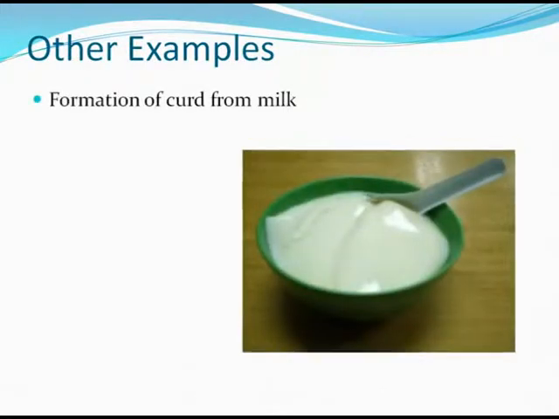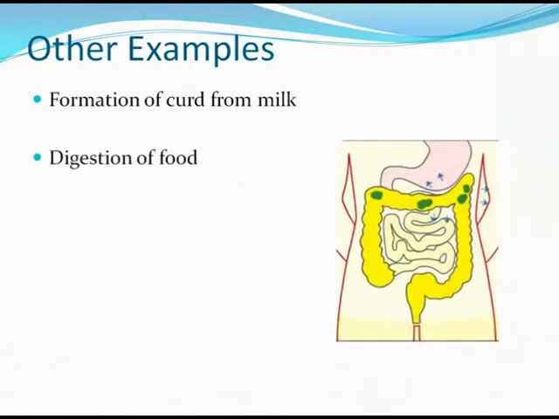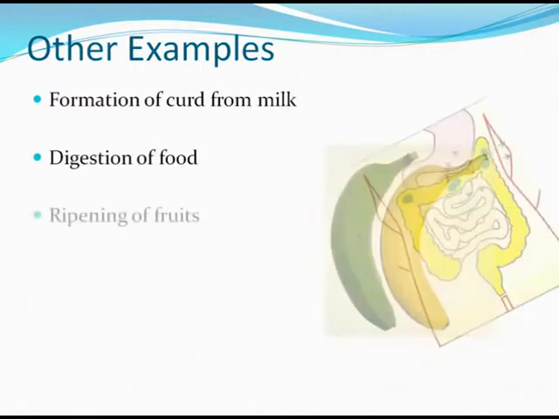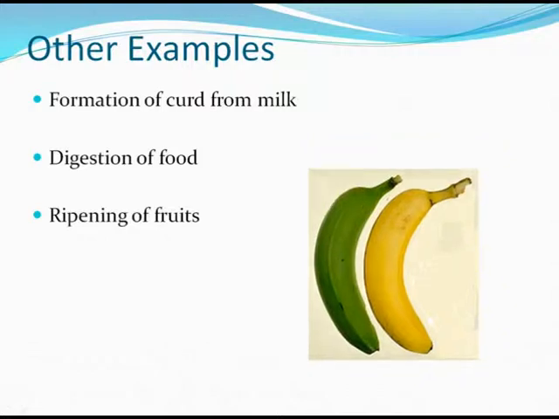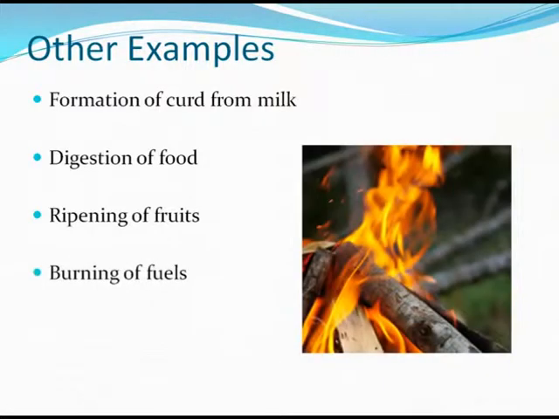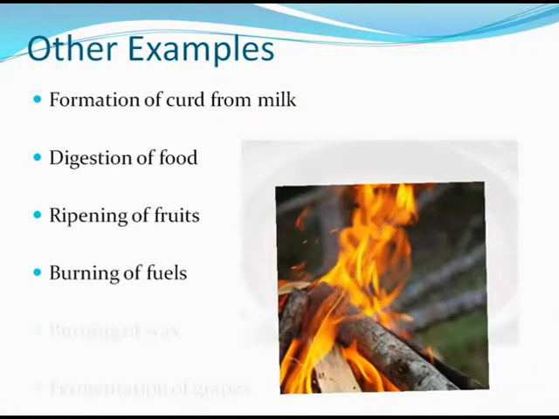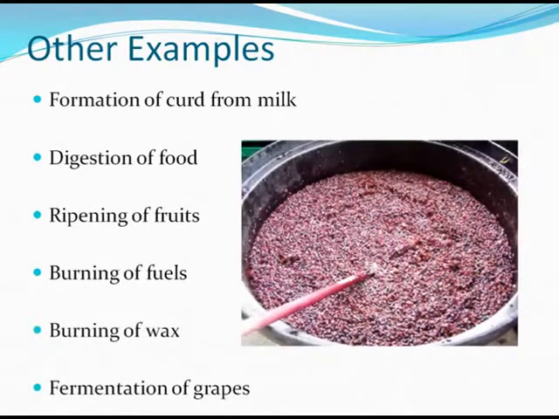Formation of curd from milk is a chemical reaction. Even the digestion of food inside our body is a chemical reaction. And what is more, ripening of fruits is a chemical reaction. This green banana becomes a yellow banana after a chemical reaction. Burning of fuels like wood is a chemical reaction. Even burning of wax or the fermentation of grapes, the preparation of alcohol from grapes, even that's a chemical reaction. So as you can see, chemical reactions are very, very common.